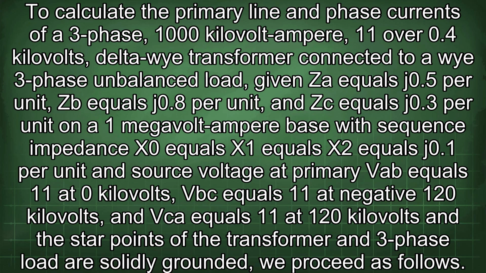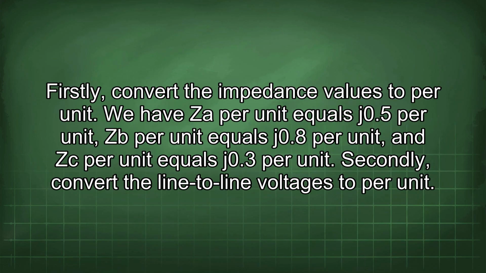We proceed as follows. Firstly, convert the impedance values to per unit. We have ZA per unit equals j0.5 per unit, ZB per unit equals j0.8 per unit, and ZC per unit equals j0.3 per unit. Secondly, convert the line-to-line voltages to per unit.